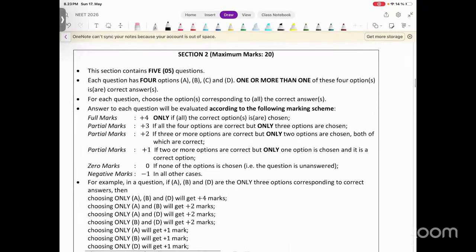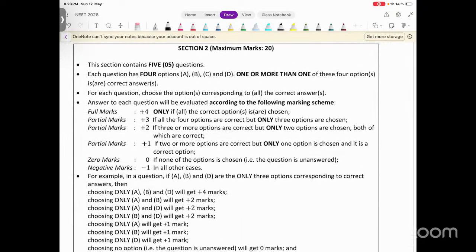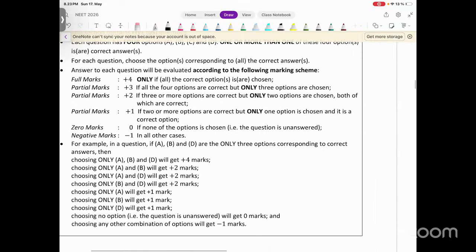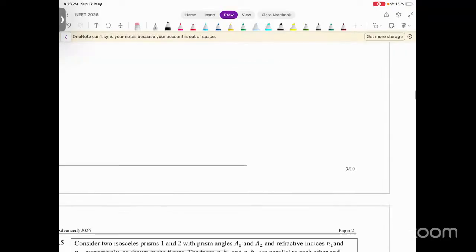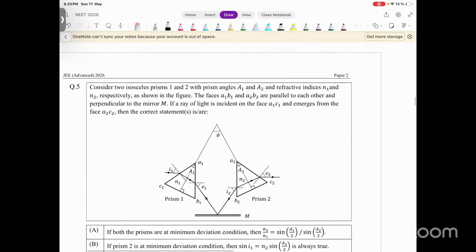Okay. Let's go to section number 2, which has 20 marks weightage. Full marks is +4, partial marks is +3, and if only 2 options are correct for all options, there is negative marking of -1. Okay, let us try to see this type of questions.